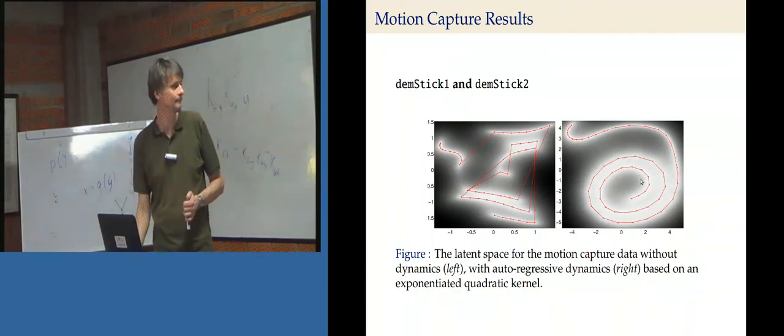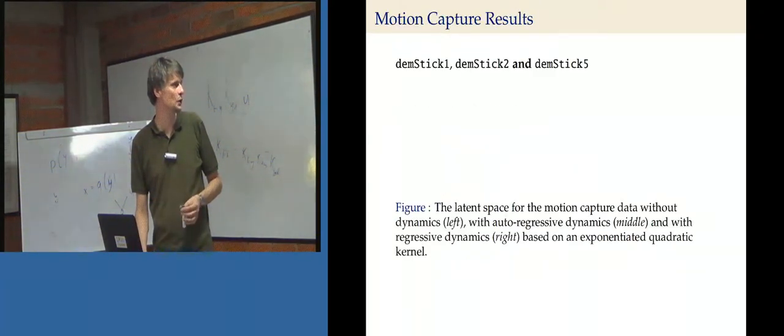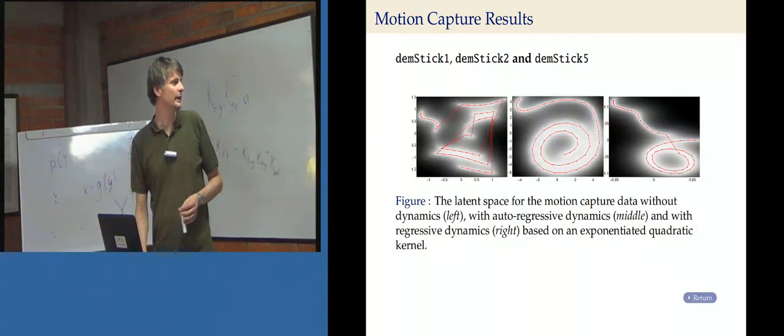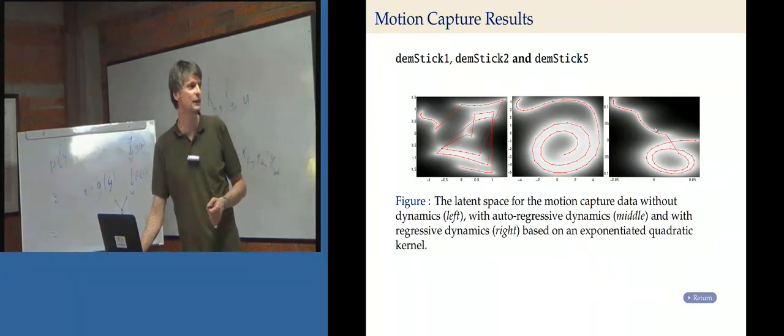Yeah? And that's talking about the inner groove distortion. Oh, and then there's, what was this final one here? Motion capture data without dynamics, with autoregressive dynamics. Oh, and this is a regressive dynamic. So these are two different types of dynamical model on the latent space. So putting in time on the latent space.